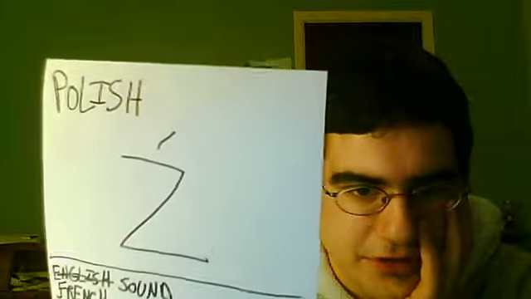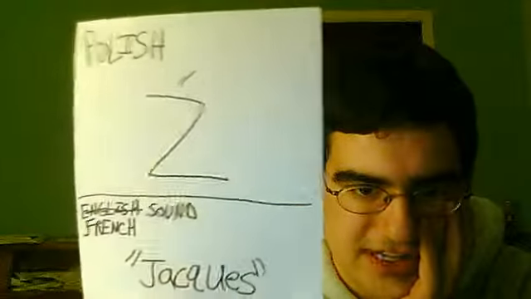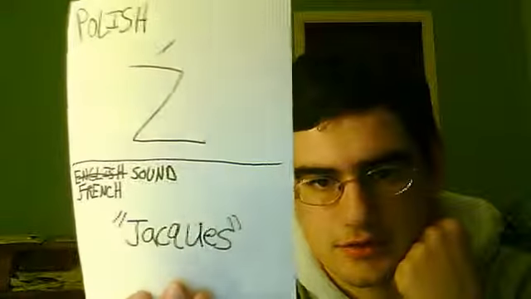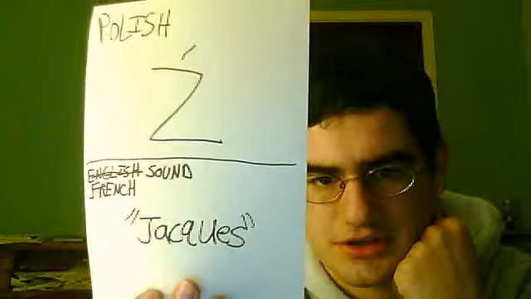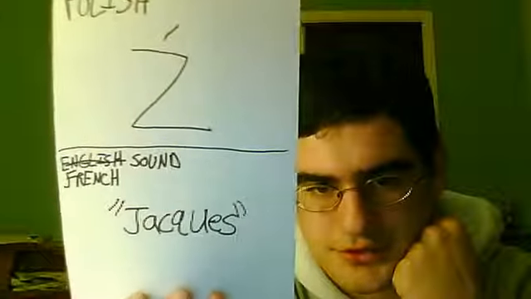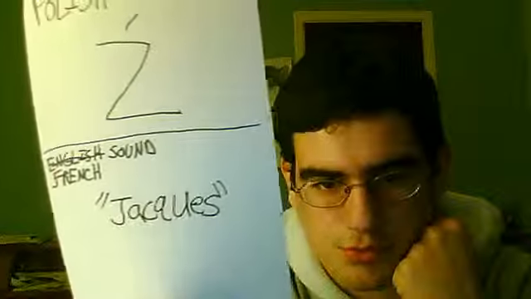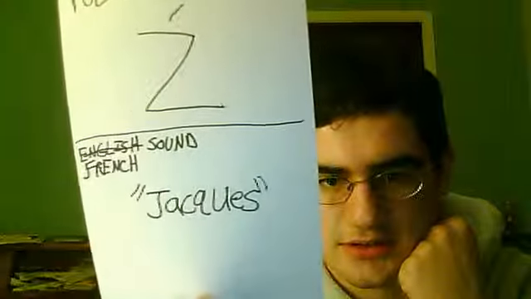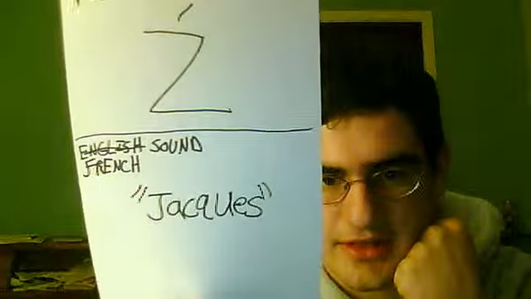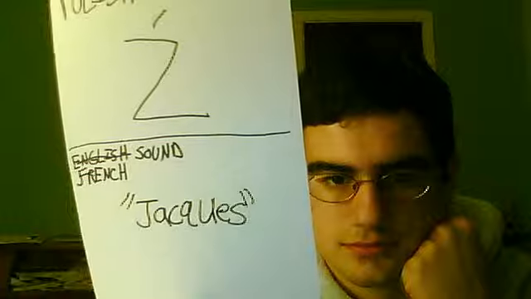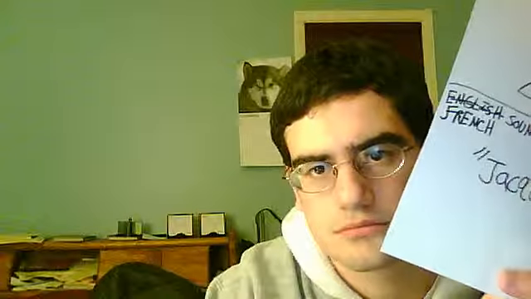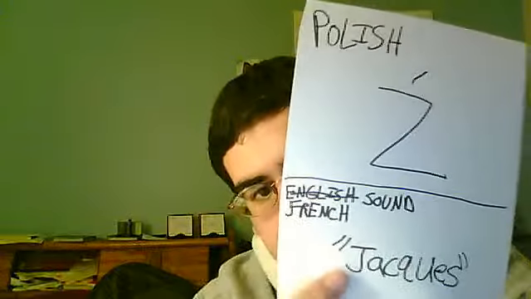This is the Z in Polish, except there is no English equivalent sound to make with a Z. So to remember, there is a French sound. Most of you know the name Jacques. Well, it's basically like that. Actually, no. Yeah, it's basically the J sound. This J right here is basically the J sound. So this is pronounced J.